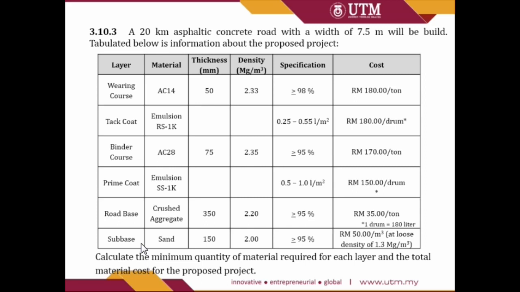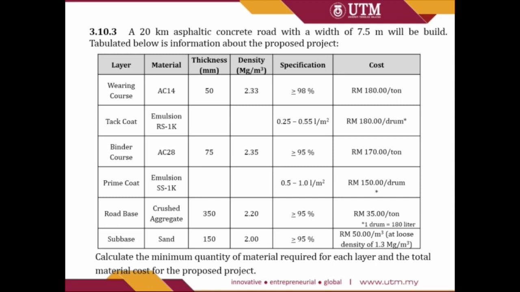If you refer to the table, we have the types of material, thickness of each layer, target density, acceptable specification, and cost of the materials. According to the question, we need to determine the minimum quantity of materials required for each of the layers and the total material cost for the proposed project. Alright, let's do it together.